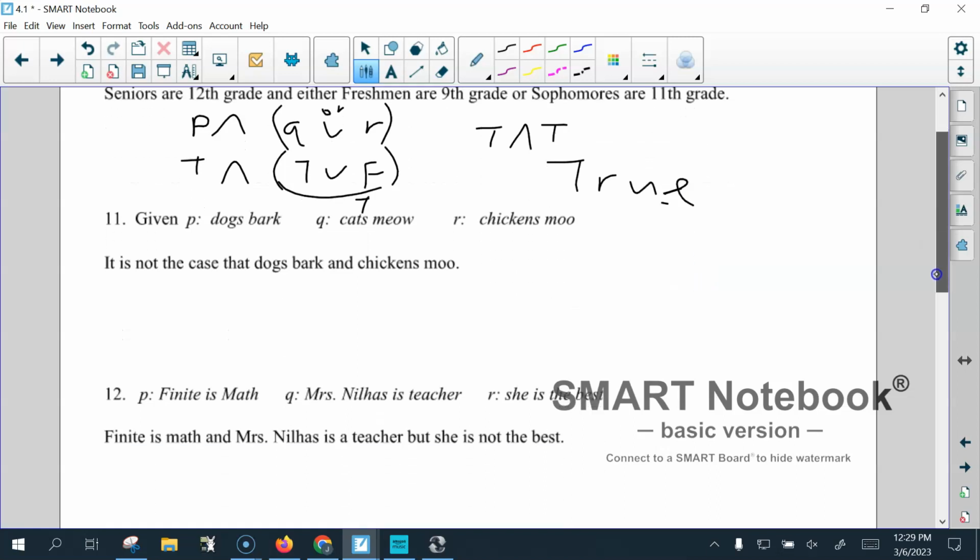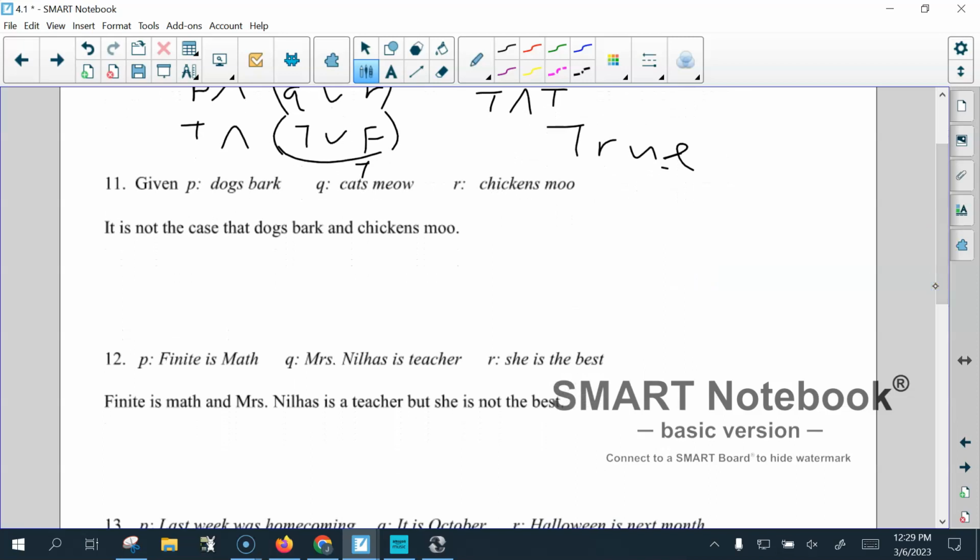All right, let's keep going. Dogs bark, cats meow, chickens moo. All right? So, it is not the case that dogs bark, so we're just translating, and chickens moo.